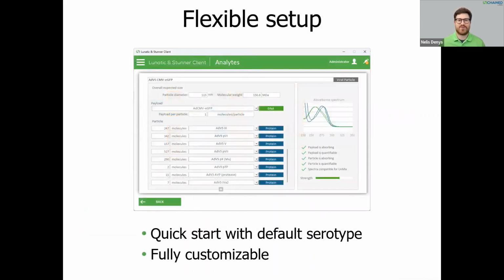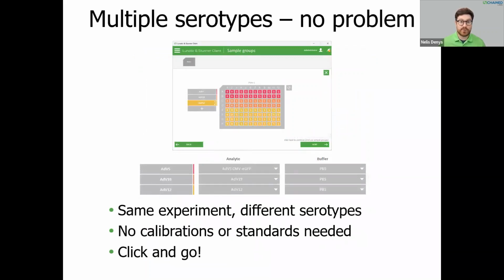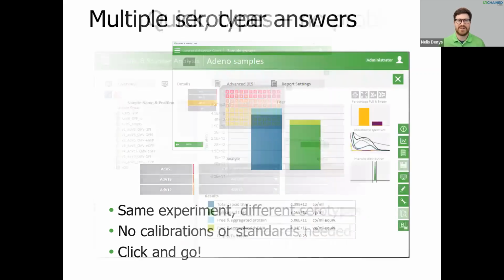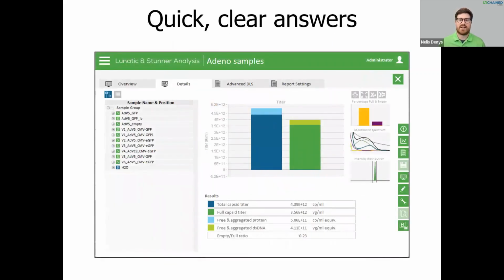So all of this with flexible experiment setup on Stunner, where you can start with our default serotype, but it's also fully customizable. And if you have other serotypes, that is no problem. This can all happen on the same plate in the same measurement. Stunner doesn't need any standards or calibrations, so you can just measure it all at once. You just click and go, giving you all these answers in great looking graphs and easy to use software.